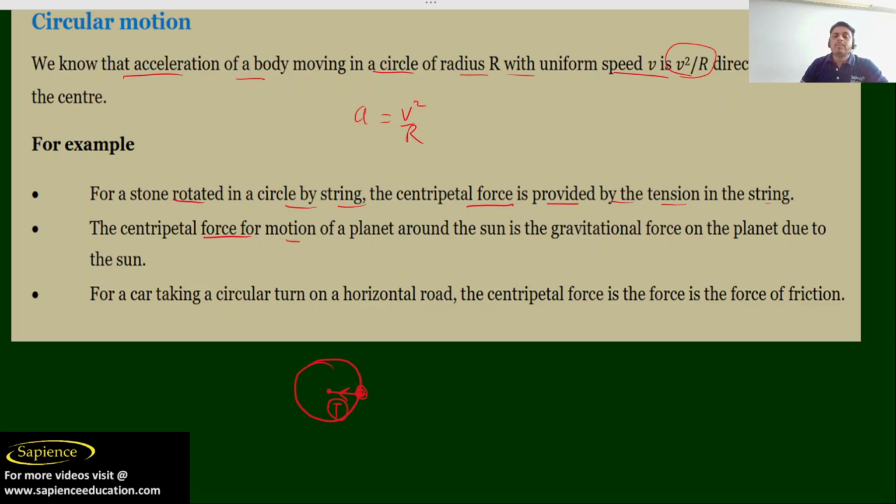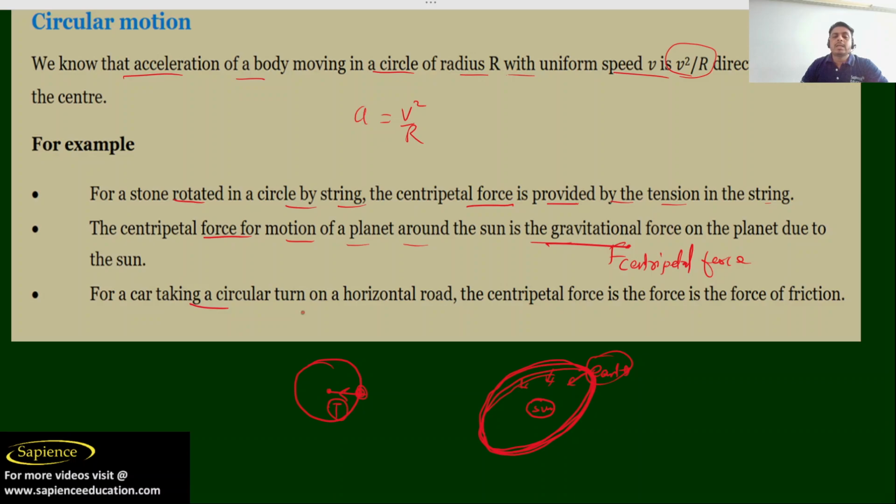The centripetal force for the motion of a planet around the sun is the gravitational force. See here, if there is a sun and the earth is rotating around it, definitely some force is there which always acts toward the center to make this happen. To make the earth revolve around the sun there is a need for force, and that force is called gravitational force, and this gravitational force acts as the centripetal force.